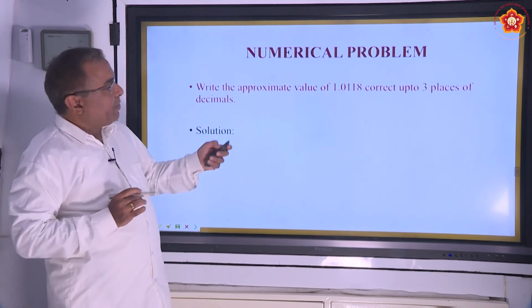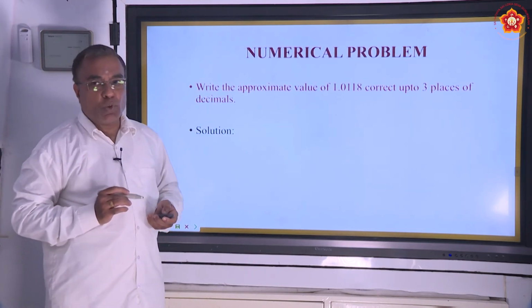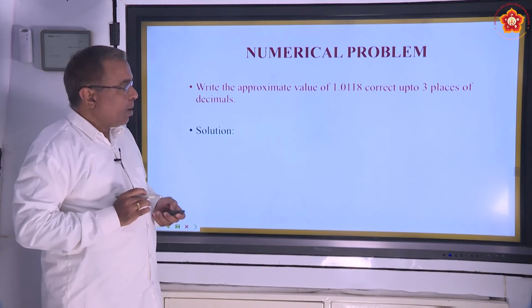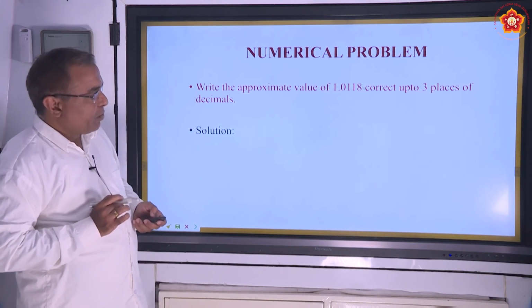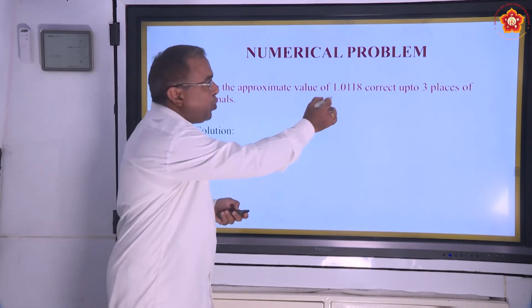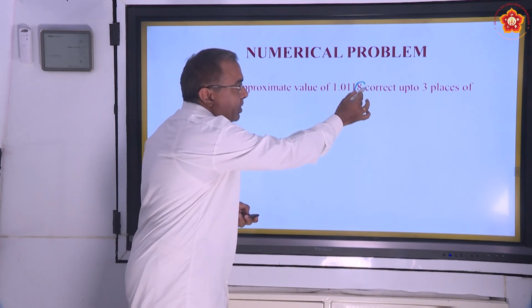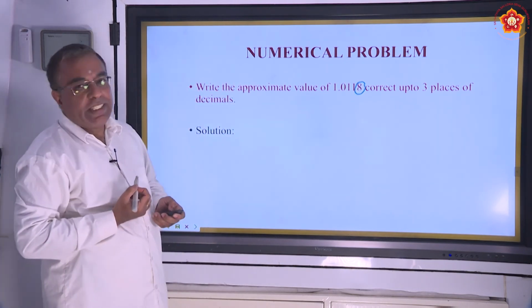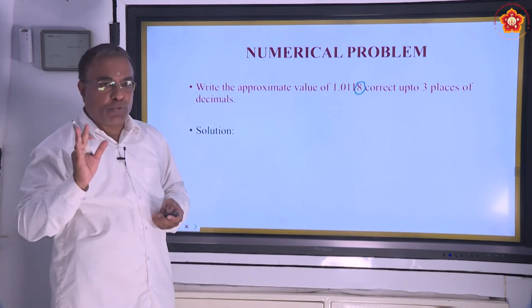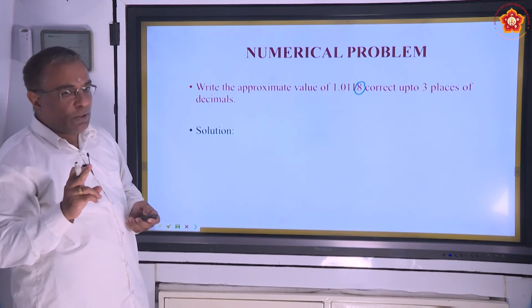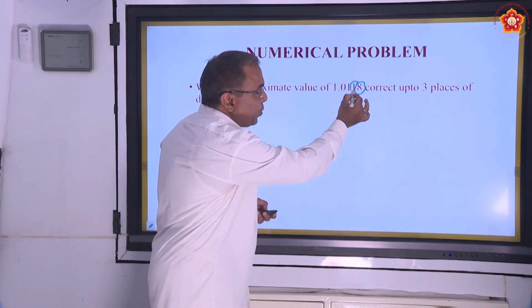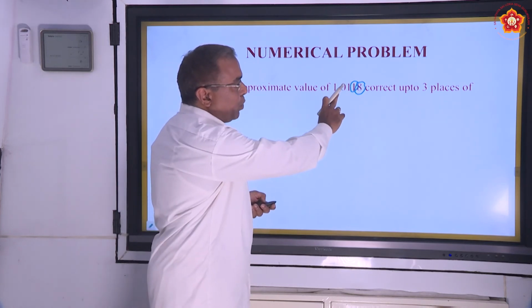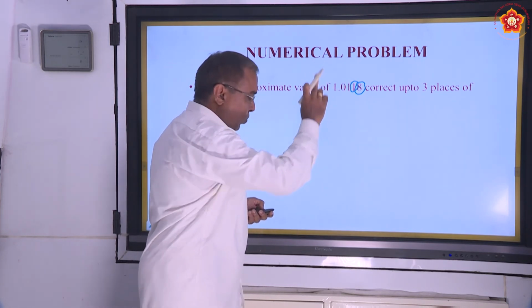Write the approximate value of 1.0118 up to 3 places. Up to 3 places means we have to look at the 4th digit. What is the 4th digit here? It is greater than or equal to 5, correct? If it is greater than or equal to 5, what was the condition? We have to look at the previous number and add 1 to it. So it is going to be 1.012.